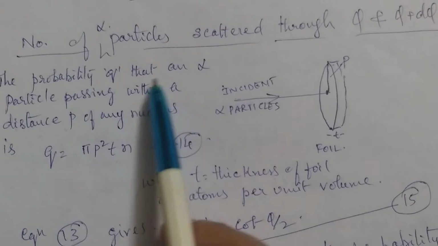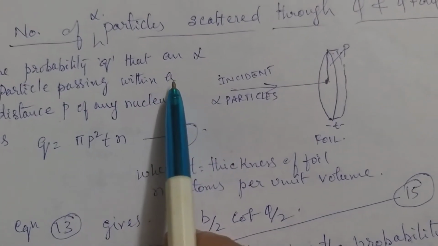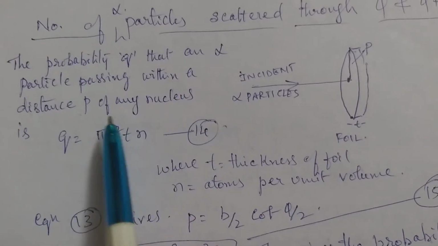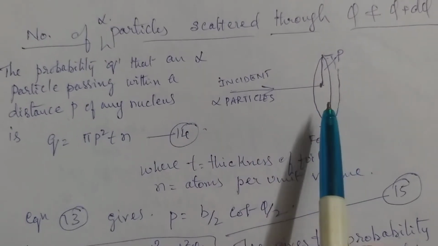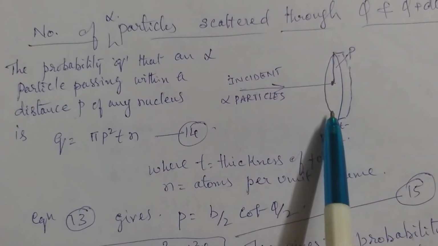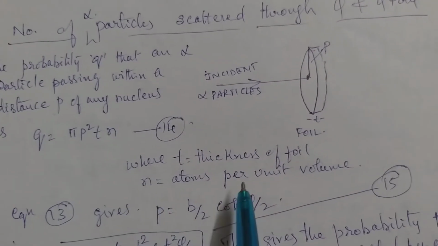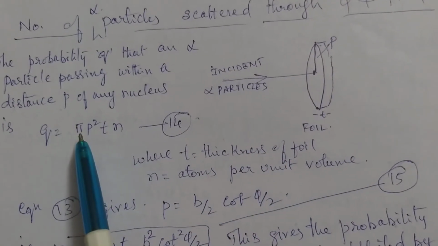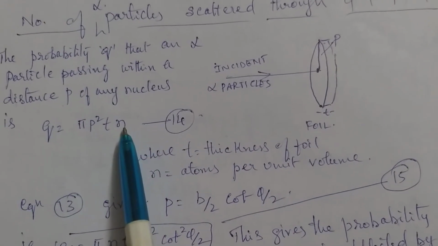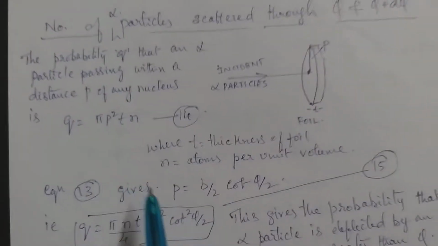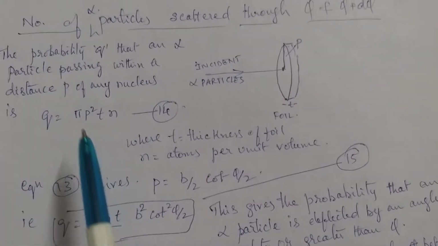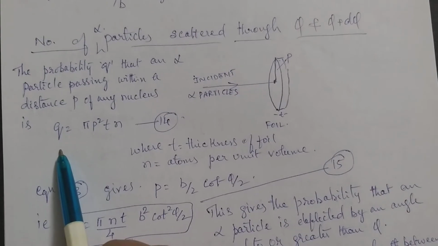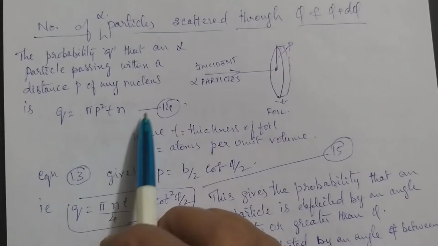The probability q that an alpha particle passes within a distance p of any nucleus is actually the total volume and how many nuclei there are per unit volume. Supposing n is the number of atoms per unit volume, each atom will have one nucleus, t is the thickness, so total volume is pi p square t into n, which will give you the total number of nuclei. Each of those nuclei will deflect one alpha particle. So the probability that an alpha particle is deflected is proportional to this.